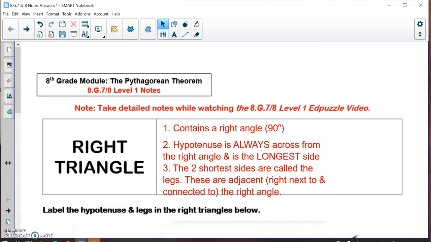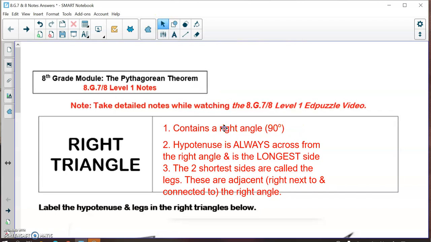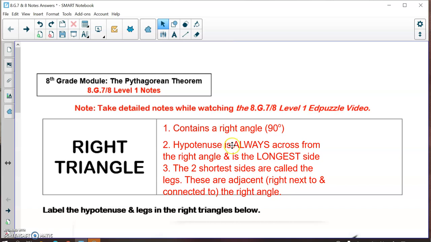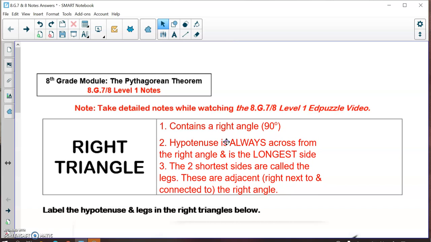So we're going to talk about the Pythagorean theorem. The Pythagorean theorem is a theorem that we use to find side lengths in a right triangle. So let's talk a little bit about right triangles.